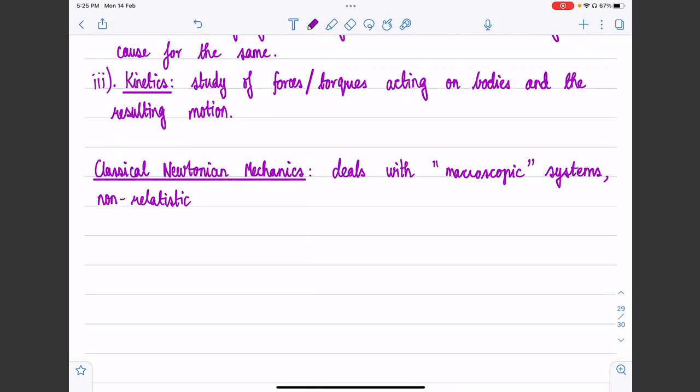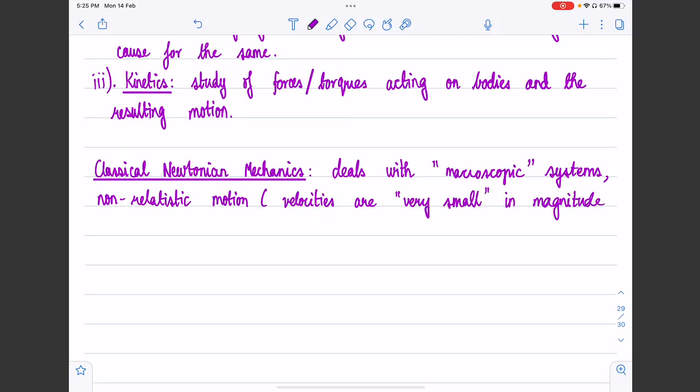So what do we mean by non-relativistic motion? That means that velocities are very small in magnitude. Of course, I'm using many words in quotes so that we take it in the correct spirit. Very small in magnitude compared with the speed of light. Okay, so that's what we are going to call a non-relativistic phenomenon or non-relativistic motion.